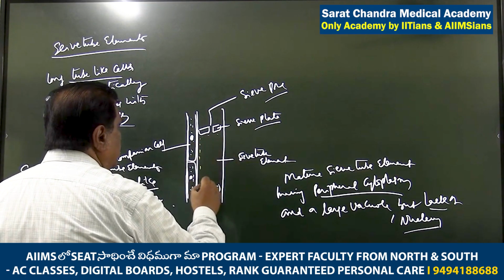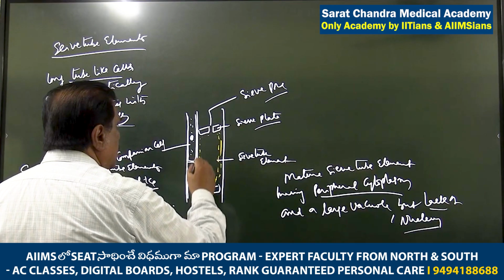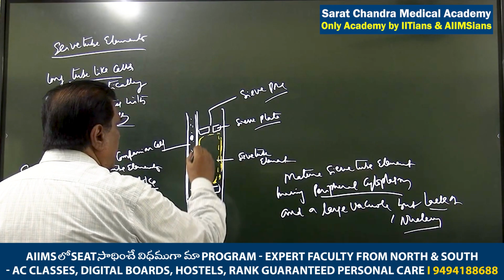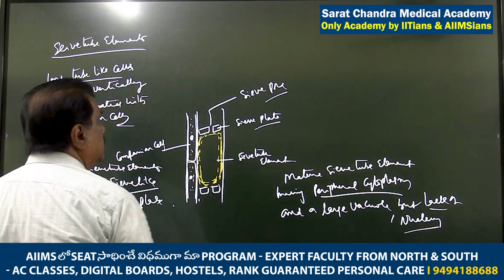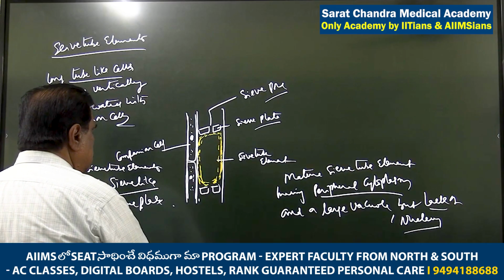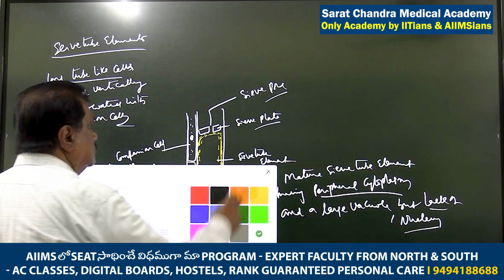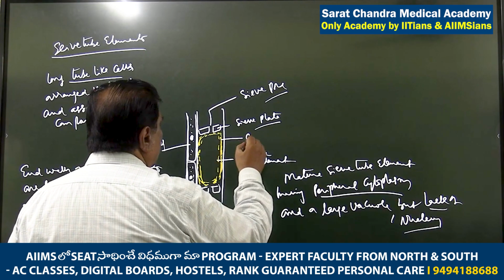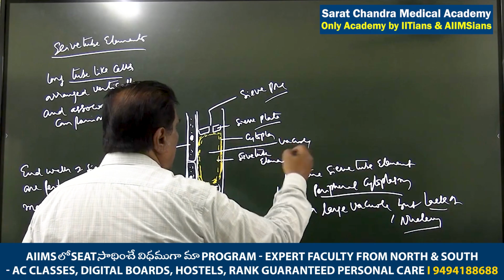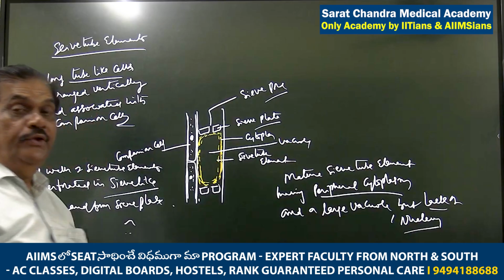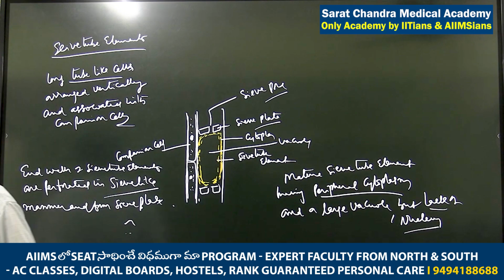So this is cytoplasm. The cytoplasm is arranged towards the peripheral side of the cell. This is cytoplasm and this is vacuole. But the nucleus is absent. So the mature sieve tube elements are enucleated cells, without nucleus.